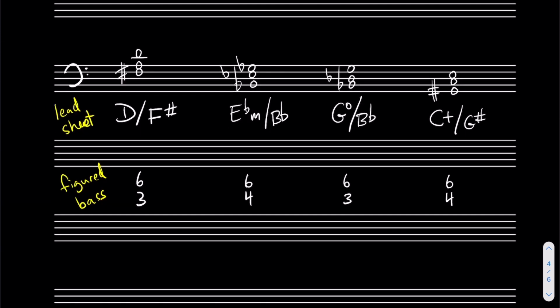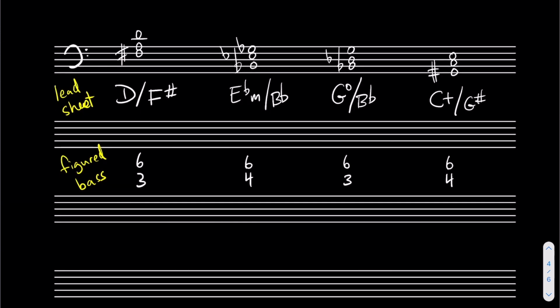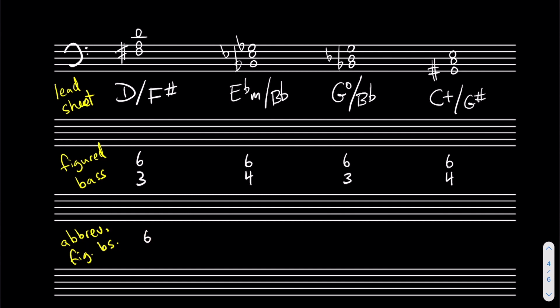So if we go back up to the triads we looked at before, we can add a third row for the abbreviated figured bass. The first inversion D major triad would now have just the figure 6. The second inversion E flat minor triad would keep the 6 and the 4. The first inversion G diminished triad would get 6, and then the C augmented triad in second inversion would keep 6, 4.